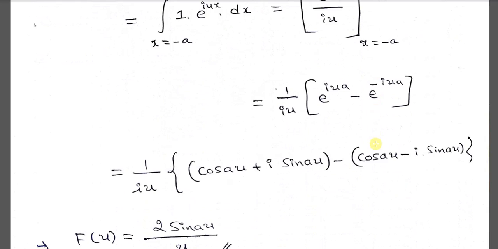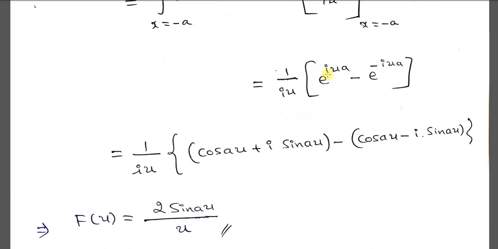So when you apply the limit, e power iua minus e power minus iua, anyway the denominator is constant, that is 1 by i into u. Simplify: e power i theta can be written as cos theta plus i sin theta. Here, in place of theta we have u into a. So we can write cos au plus i sin au minus, as it is.